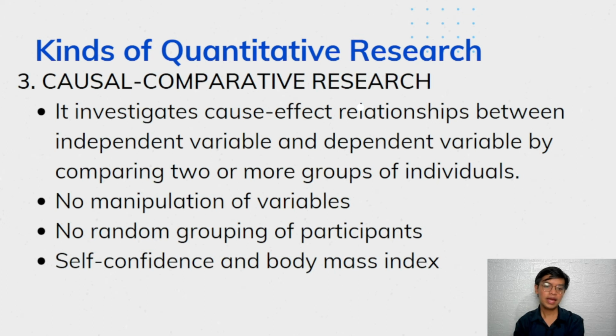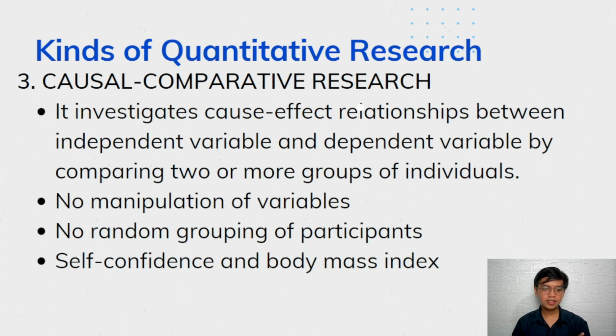Next, causal comparative research is another kind of quantitative research. It investigates cause and effect relationships between independent variable and dependent variable by comparing two or more groups of individuals. We try to see if there is a cause and effect relationship between two or more variables, but the catch is there is no manipulation of variables. We do not group them randomly.